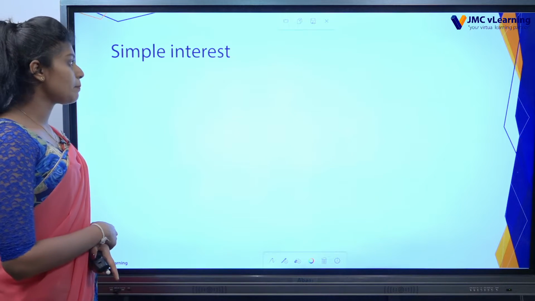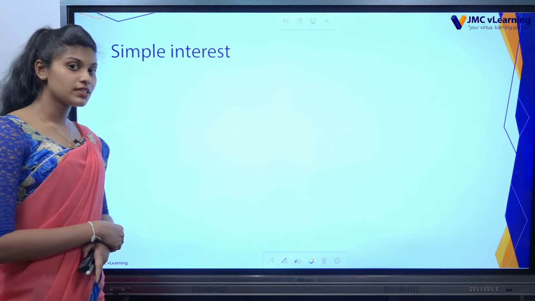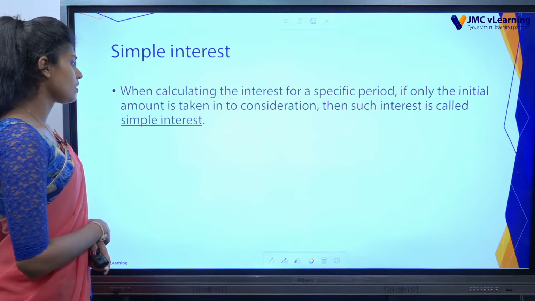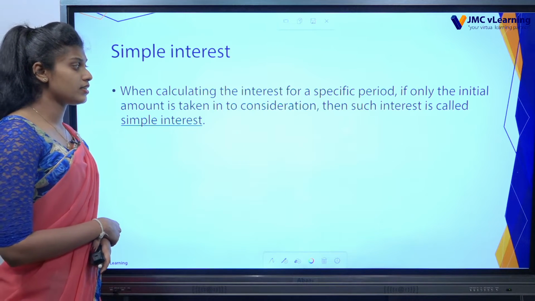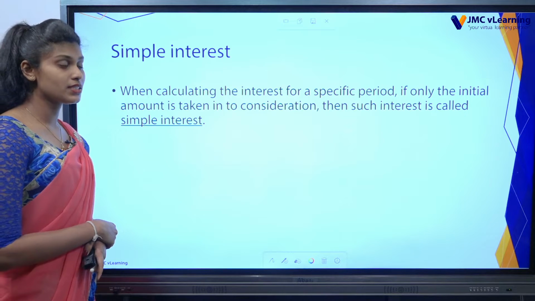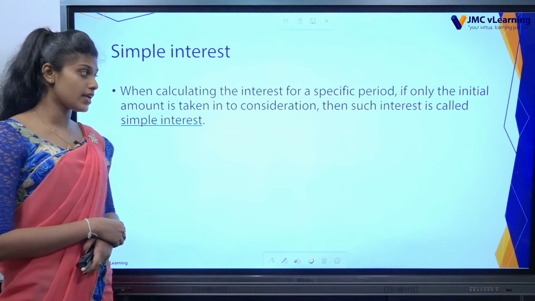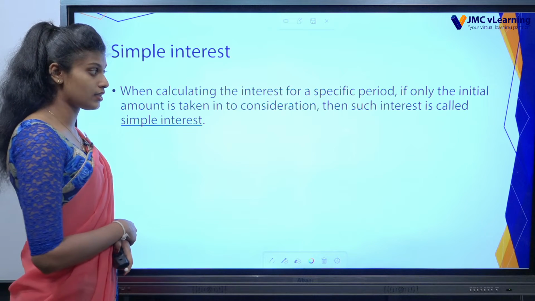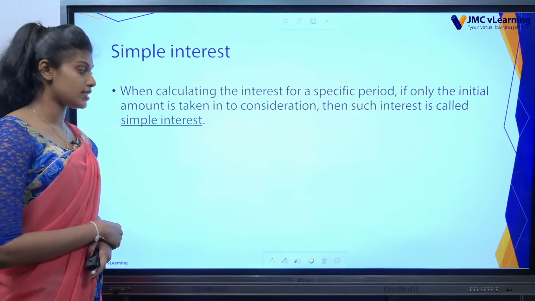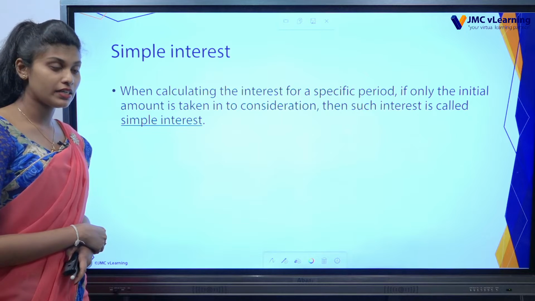Then simple interest. What is the simple interest? When calculating the interest for a specific period, if only the initial amount is taken into consideration, then such interest is called simple interest.